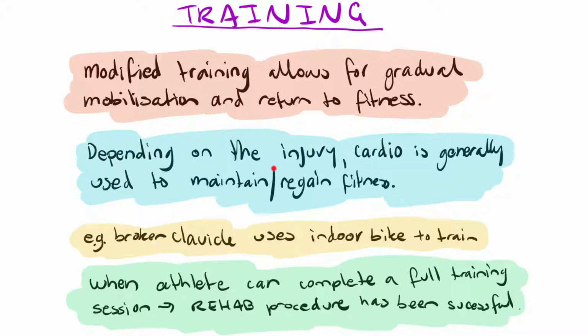Now, depending on the type of injury, cardio is generally used to maintain or to regain the fitness at training. So when they return to training, they may just be focusing on cardio training as opposed to weights training and skills drills training. So for example, someone who has a broken clavicle or a broken shoulder and is a swimmer may not return to swimming straight away because they don't have full function of their arm, but to retain their physical fitness, they might use an indoor bike to keep their body moving and work on their cardiovascular fitness. Now, when an athlete can complete full training sessions from the warm-up to skills drills and modified gameplay and a cool down, that means that the rehab procedure has been successful.